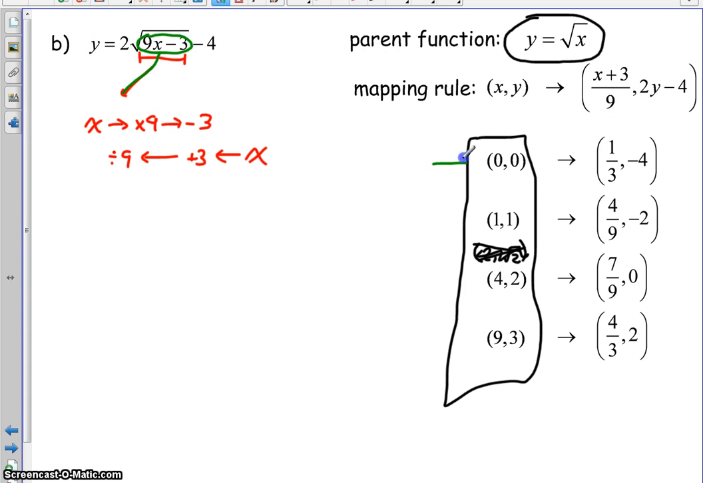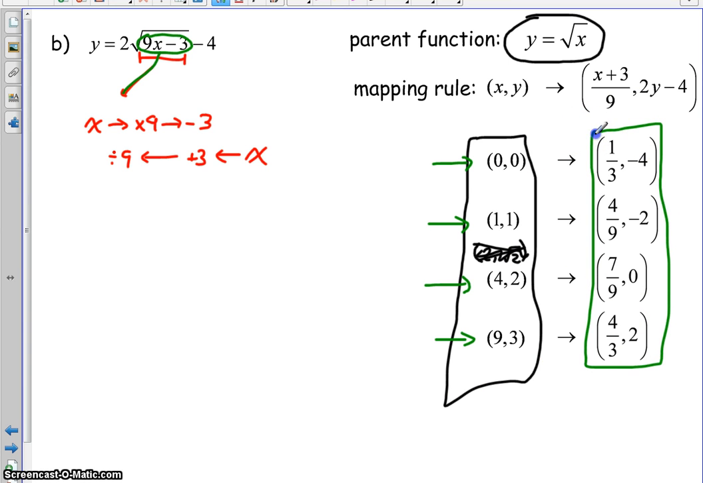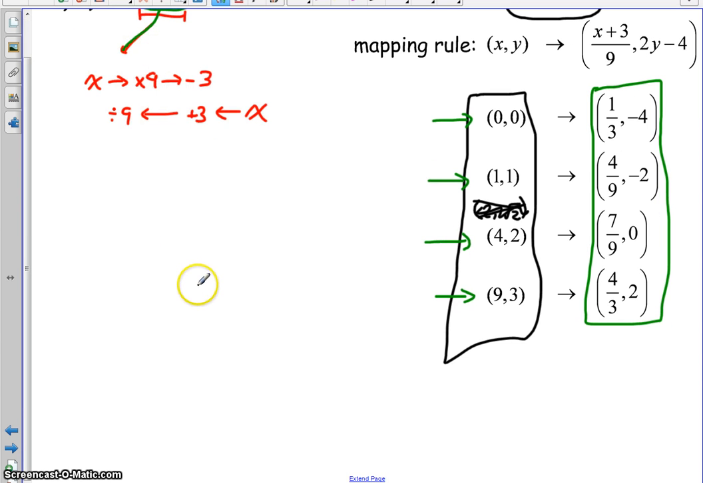So these are 4 pretty nice key points to use: (0, 0), (1, 1), (4, 2), and (9, 3). We plug them into our mapping rule to get 4 image points, and in theory, if you could make a nice accurate graph with these points, you would have a pretty good idea of what the shape of this would look like.